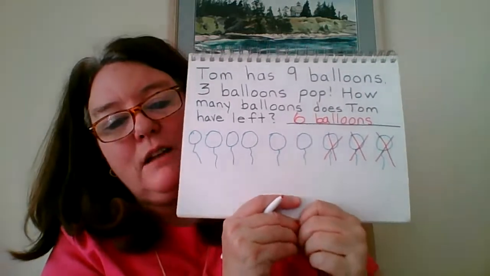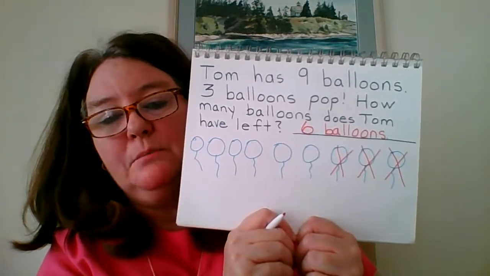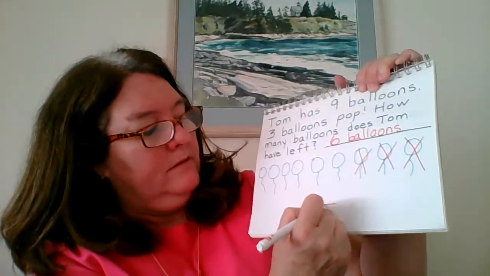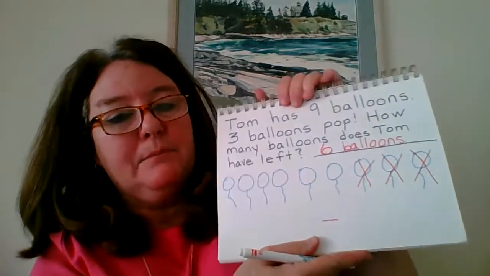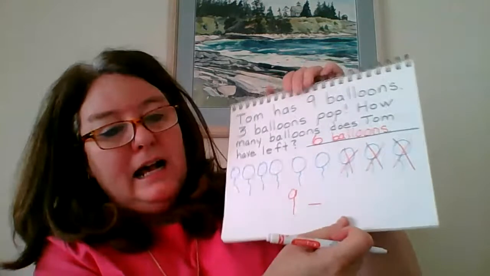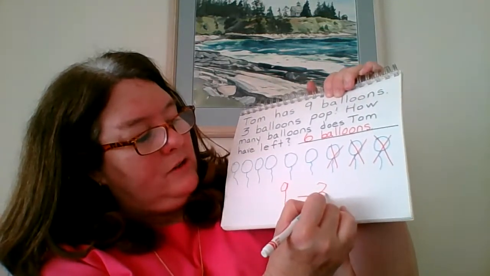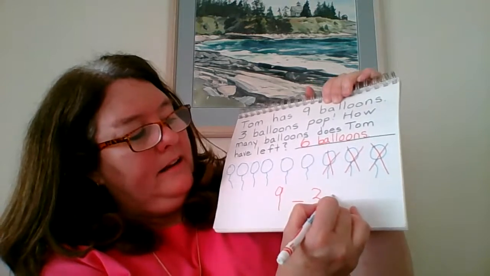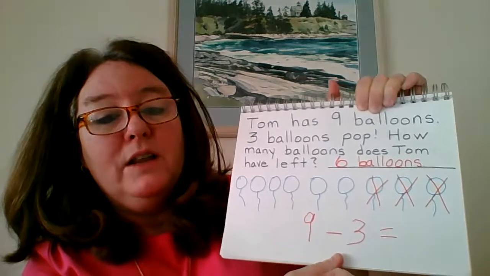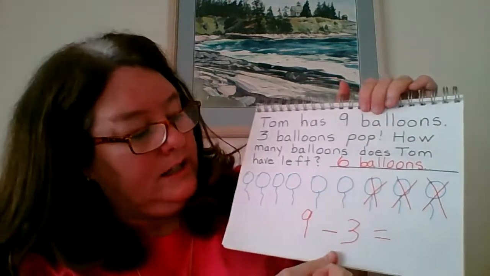Now, let's write a math equation to match our picture. Well, I know some balloons went away, so that tells me it's going to be a subtraction. How many balloons did Tom start out with? He started out with 9. How many balloons popped or went away? 3. So 9 minus 3. I always need my equals before the answer. Or in this case, it would be the difference because the difference is the answer to subtraction.